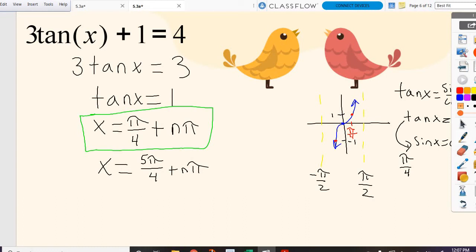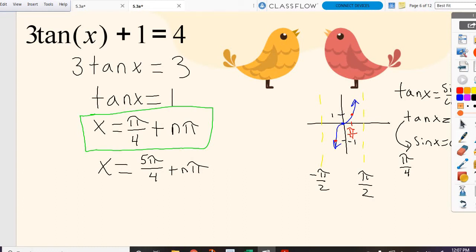Now, if I said solve this equation between 0 and 2 pi, then you would have to list out pi over 4 and 5 pi over 4, because both of those are valid. Questions on that?